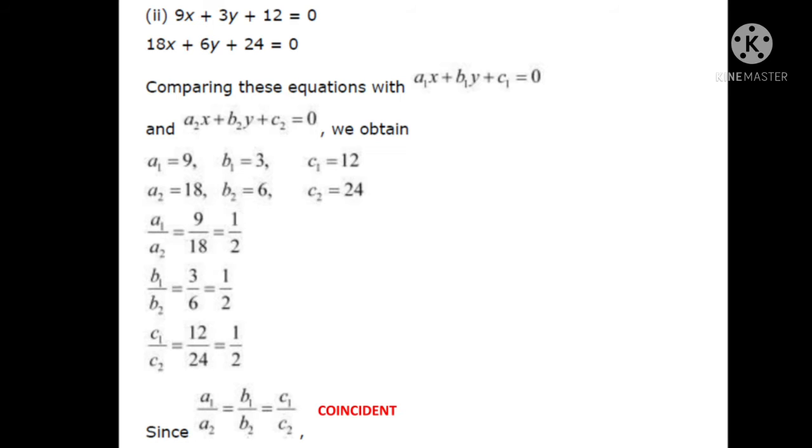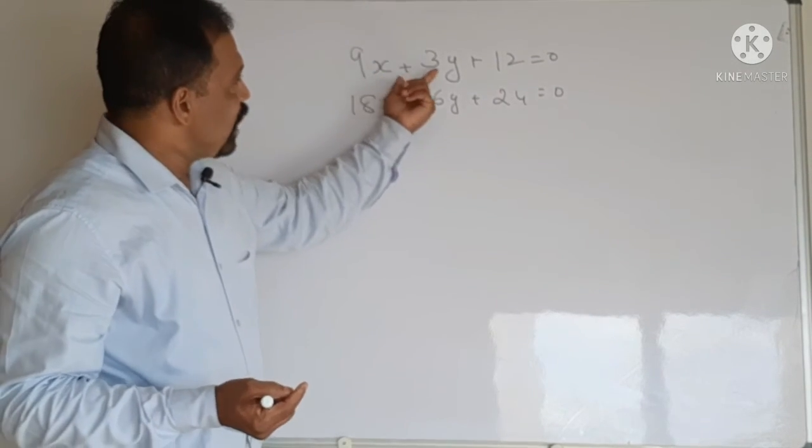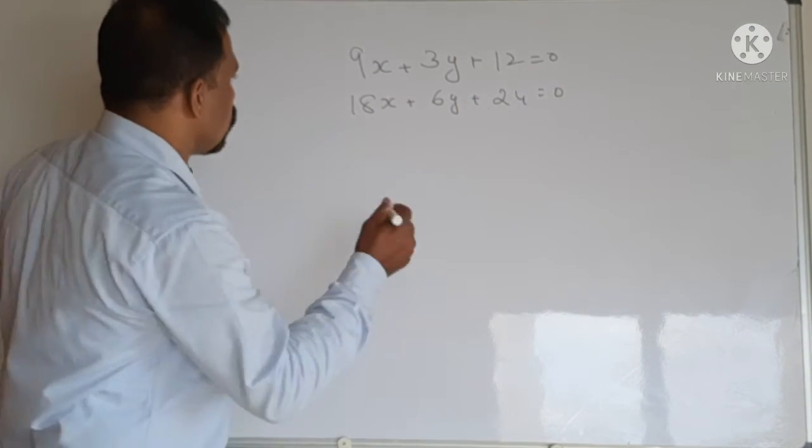Let us do question number 2. 9x plus 3y plus 12 is equal to 0. 18x plus 6y plus 24 is equal to 0. From these two linear equations, we can easily make out that if you multiply this equation by 2, we will get this equation. But let us do it.